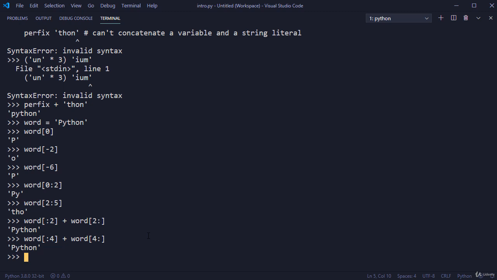Here we have two examples. The characters before index 2 and after index 2 for the Python string is equal to the full Python string. So for the next example, for number 4, it is the same idea.